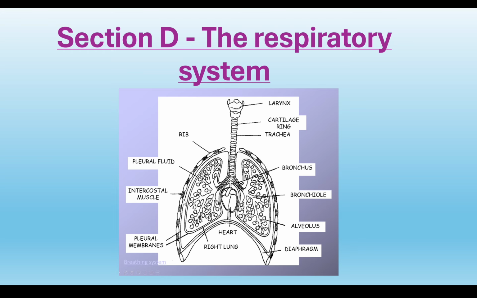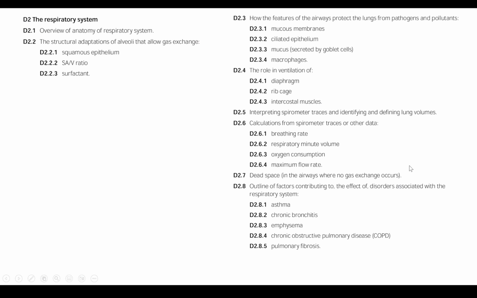The pleural fluid, which surrounds the lung, is to prevent friction. When you breathe in and out, it stops the alveoli from rubbing against the ribs. And that's surrounded by pleural membranes. And then you've got the ribs, and then you've got between those the intercostal muscle.